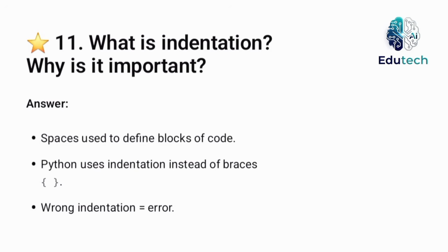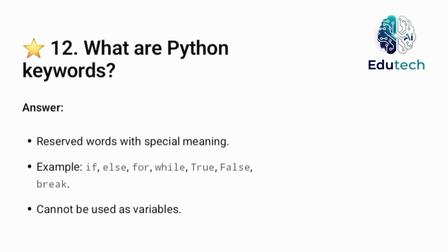What is indentation? Why is it important? Spaces used to define blocks of code. Python uses indentation instead of braces. Wrong indentation is equal to error. What are Python keywords? Reserved words with special meaning. Example: if, else, for, while, True, False, break. Cannot be used as variables.